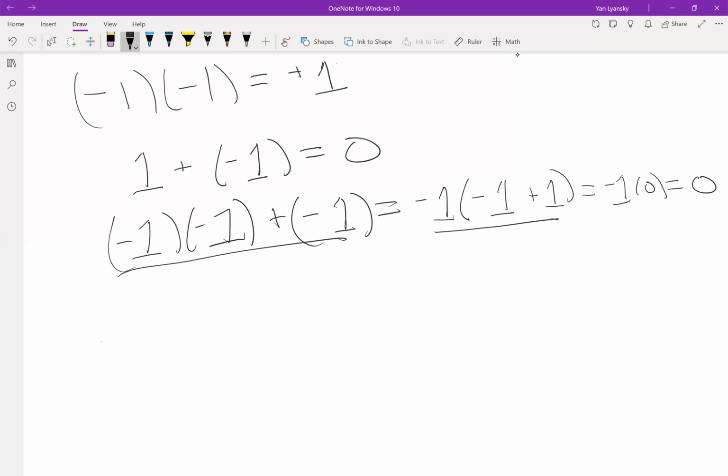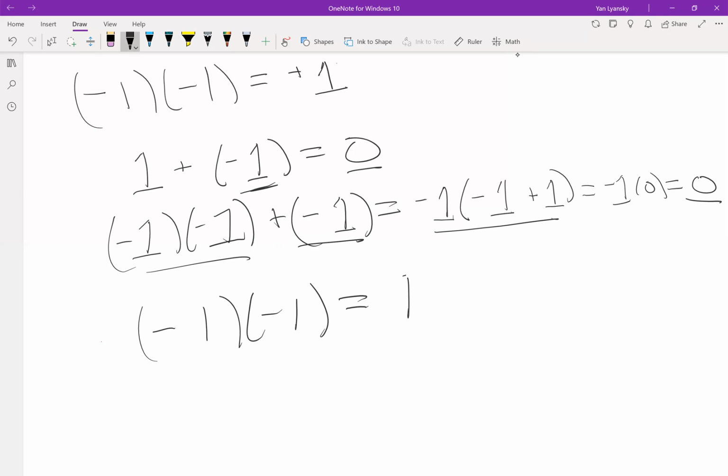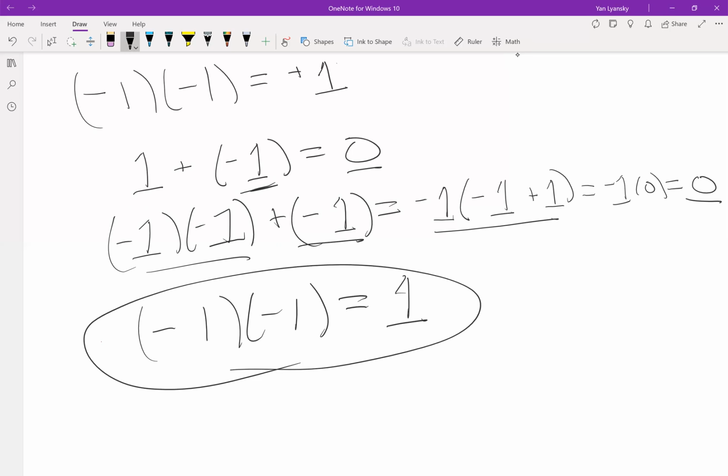So in other words, negative one times negative one, which is right here, added to negative one gives me zero. So this number satisfies the same equality as the number one. And that equality, that the number added to negative one is zero, is unique to the number one. So this must also be equal to the number one. So negative one times negative one must be equal to one. And that's it. Okay, so that's it for today, and that's it for now on this video.